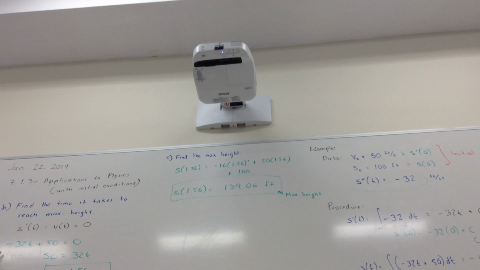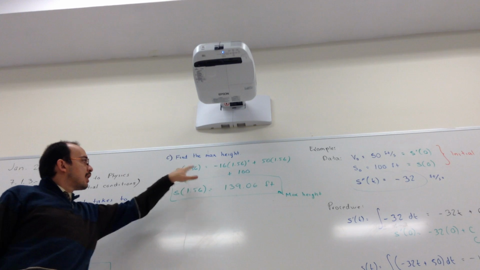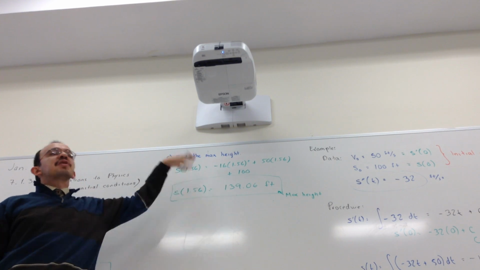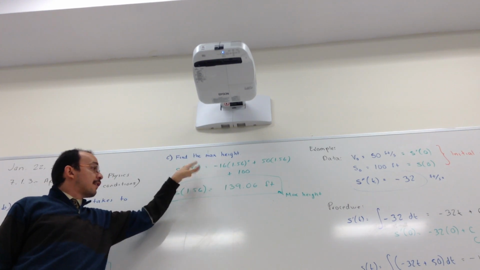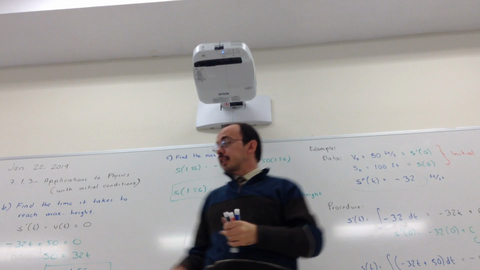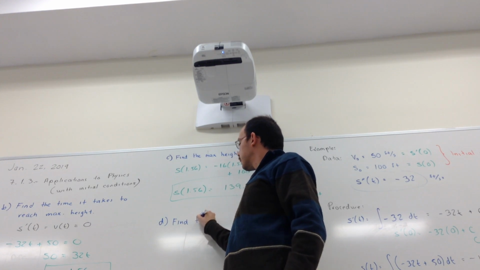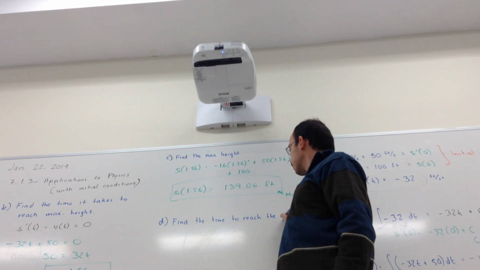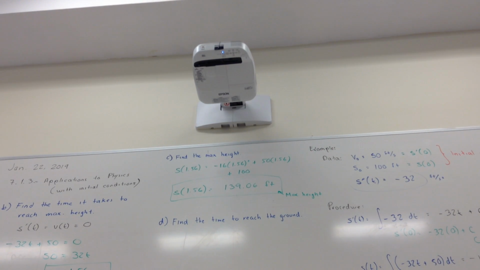Okay? Careful. In this case, for example, observe what I'm doing here. I put s of 1.56. If you put s of t, then this is going to be incomplete, because you're going to substitute the value. So you substitute this value, that's what I put. If you just put s of t, it's not entirely correct. Next question. Find the time to reach the ground. In that case, if I want to find the time that it takes for the rock to hit the ground, what do I do?